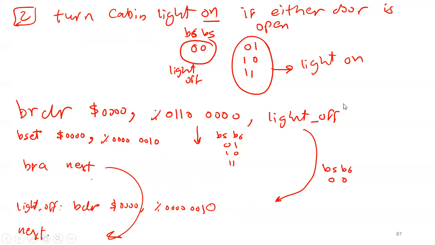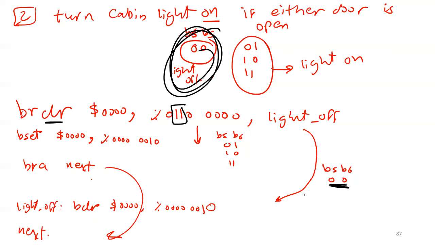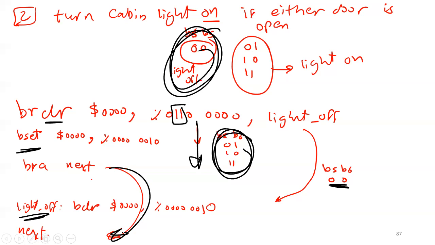Is that okay, guys? Let me show you what I did here. Again, branch if clear. I'm going to look at these 2 bits. If the 2 bits are 0, 0, that means I have to turn the light off, so I come to here and turn the light off. Branch if clear. If it is any other case, any one of these cases, I come to here, turn the light on, and then skip again. Are you okay with the logic?